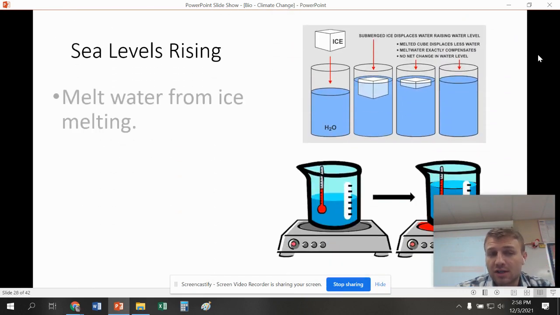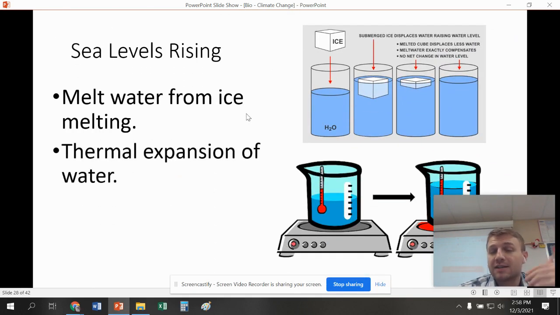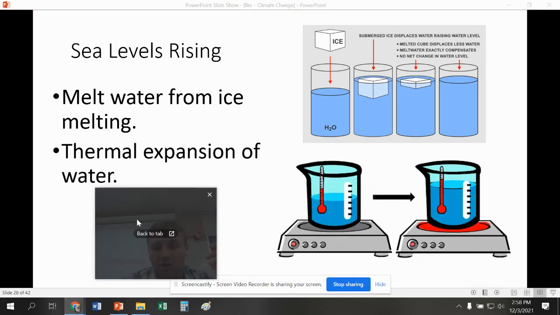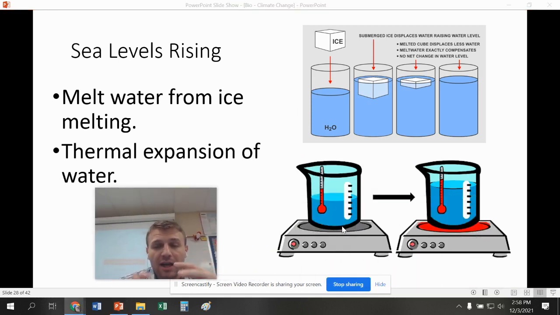This is because of 2 reasons. We have the meltwater from the ice, like I just talked about, and also thermal expansion. Whenever you heat up water, it's going to expand. So these 2 reasons are both going to lead to the oceans rising.